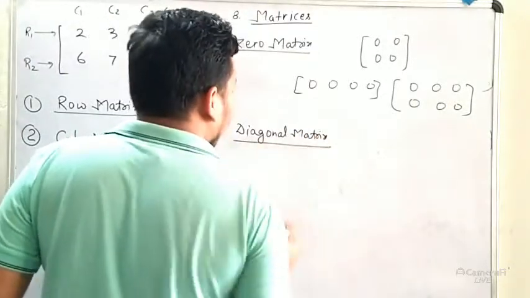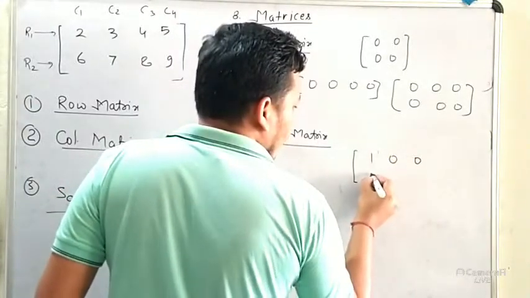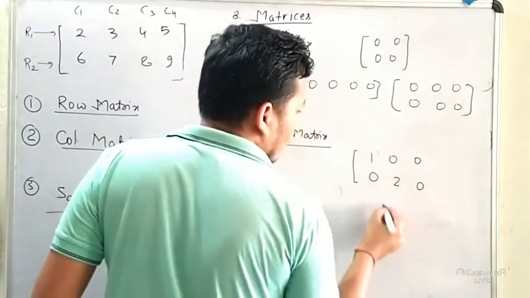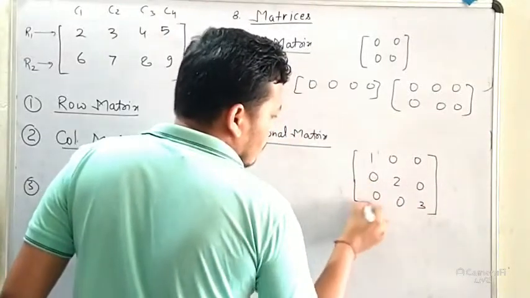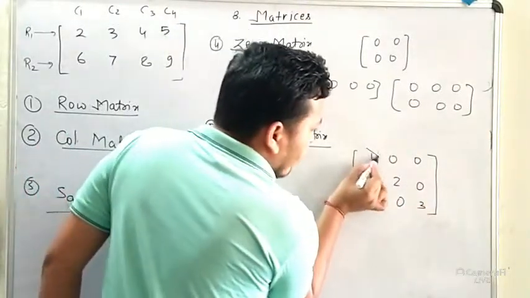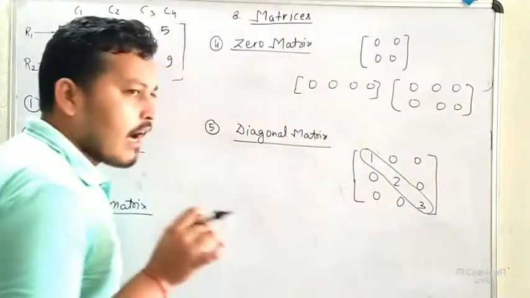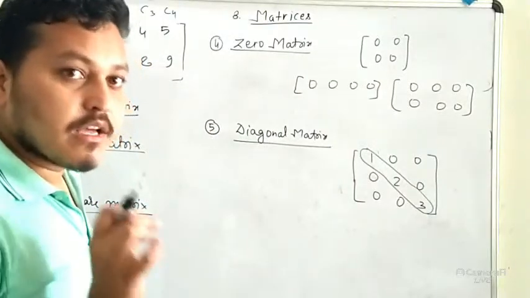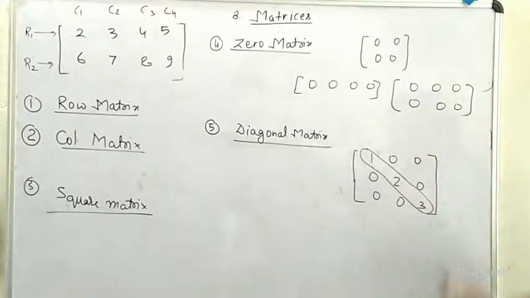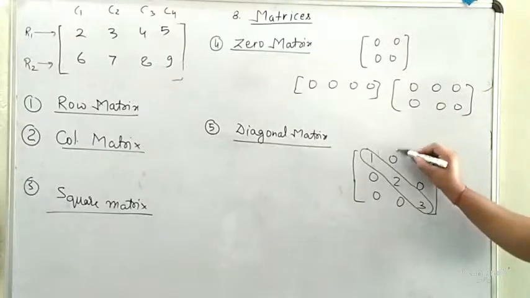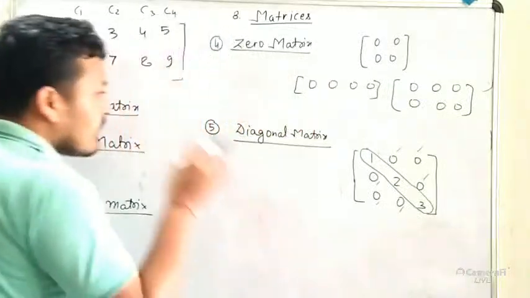What is the diagonal matrix? Diagonal matrix means 1 0 0, next 0 2 0, 0 0 3. In the case of the diagonal matrix, the numbers in the diagonal are non-zero numbers and the rest of the elements are zero. This type of matrix is known as a diagonal matrix.